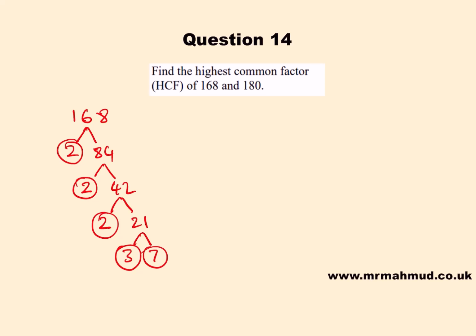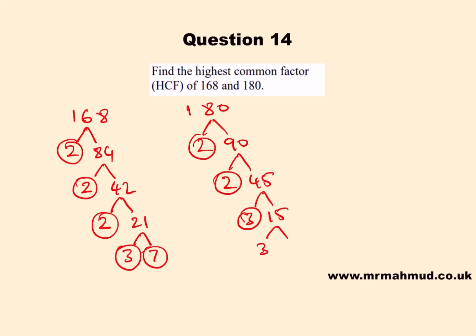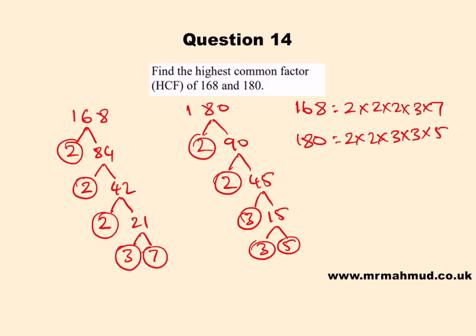And then the product of prime factors of 180. 2 times 90, 2 times 45, 3 times 15, and then 3 times 5. So for 168, the product of prime factors is 2 times 2 times 2 times 3 times 7. For 180, it is 2 times 2 times 3 times 3 times 5. So a good way to do it is using Venn diagrams. Let's draw two circles.